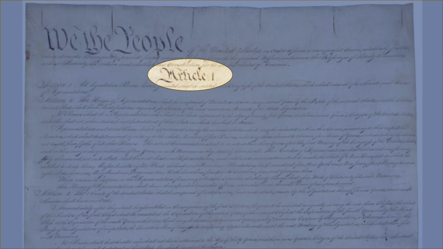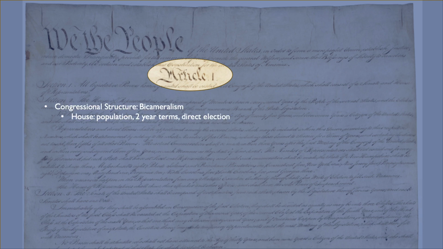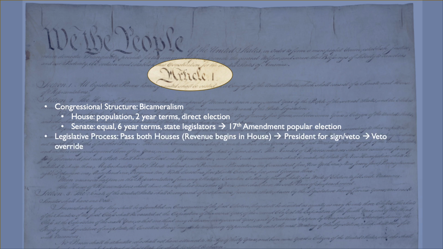Article 1 is Congress. It's the legislative power. It vests all power in Congress, which will be made up of two houses. The House is based on population with 2-year terms and direct election, while the Senate has 6-year terms, equal representation, and originally chosen by the state legislatures until this is changed by the 17th Amendment. It describes the legislative process. I'm not going to go into detail on that.